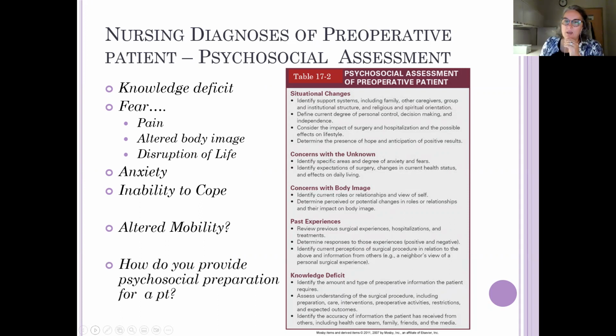And just take a moment for yourself. I'm probably going to give a pregnant pause here in the audio. How would you provide psychosocial preparation for a patient? All of you will be getting some sort of preoperative experiences. How are you going to do that? Okay, so let's move into the next slide.